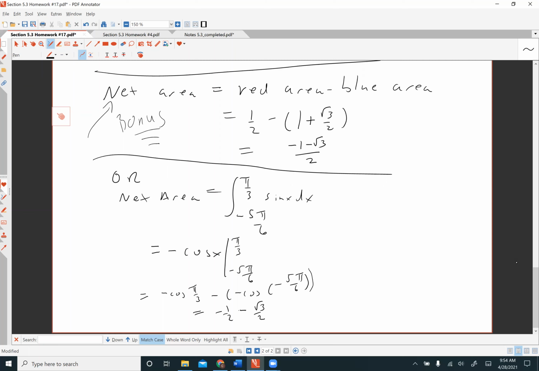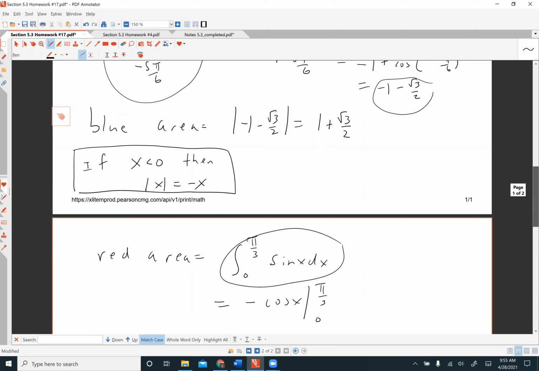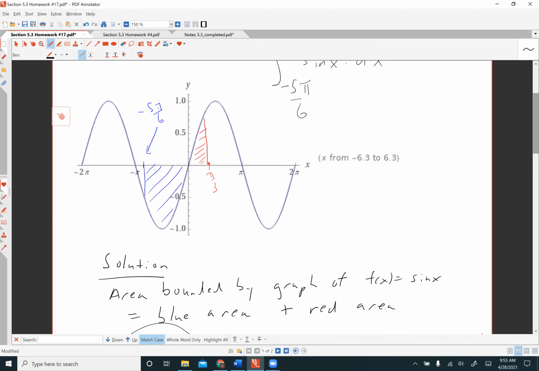So you get the same answer, right? I guess I didn't put it over a common denominator, but it's the same answer. If you want to go directly to the net area, you would just do this. You wouldn't break it up into 2 parts. The reason we broke it up into 2 parts is because we wanted the total area. So we added the red area and the blue area. That's the total area, and the net area is the red area minus the blue area. Okay, so that was 17.